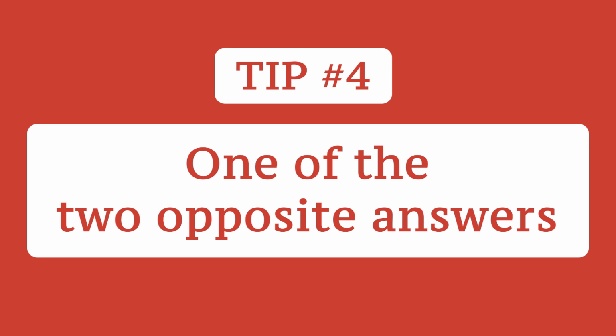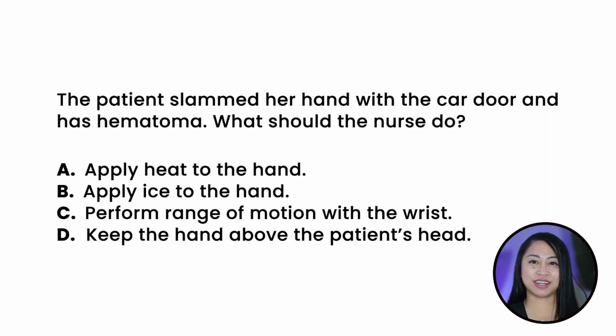Tip number 4. One of the 2 opposite answers. The patient slammed her hand with the car door and has hematoma. What should the nurse do? A. Apply heat to the hand. B. Apply ice to the hand. C. Perform range of motion with the wrist. Or D. Keep the hand above the patient's head.